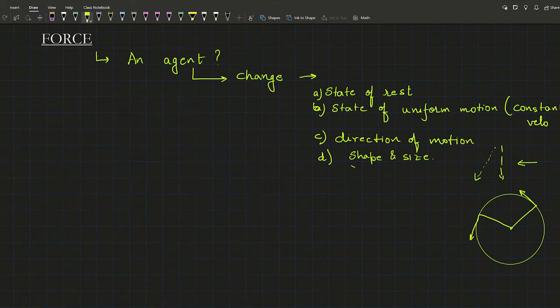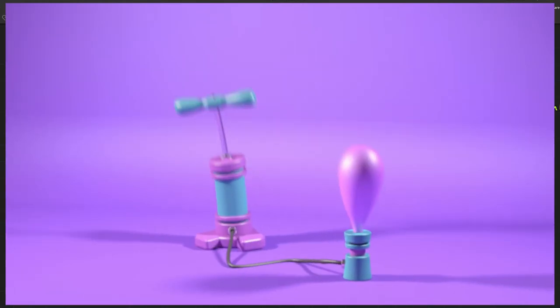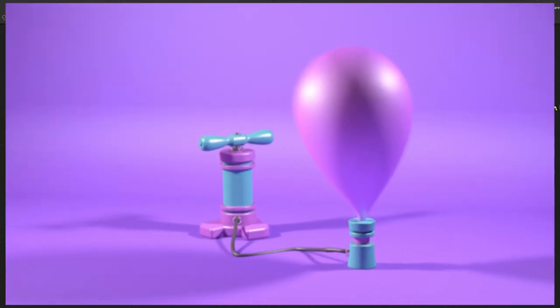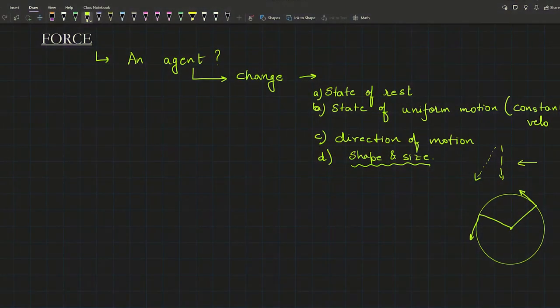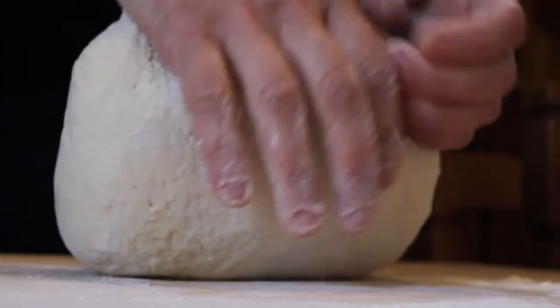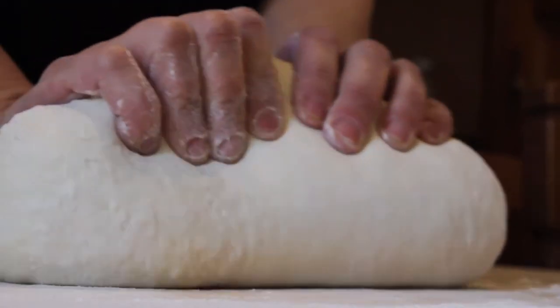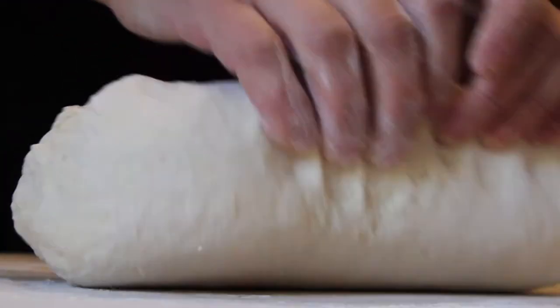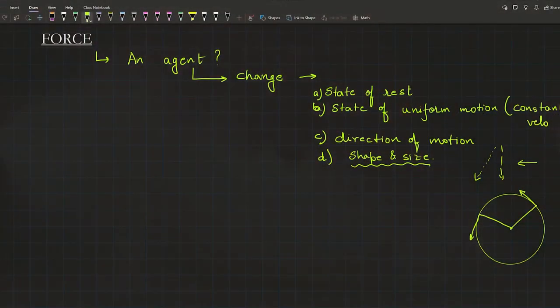And then last is shape and size. Let's say you have a balloon and you inflate the balloon. From no size, it occupies some space. If you are baking some bread, then you are kneading the dough. There also you are changing the shape and size of the dough. So force is required for all these activities.